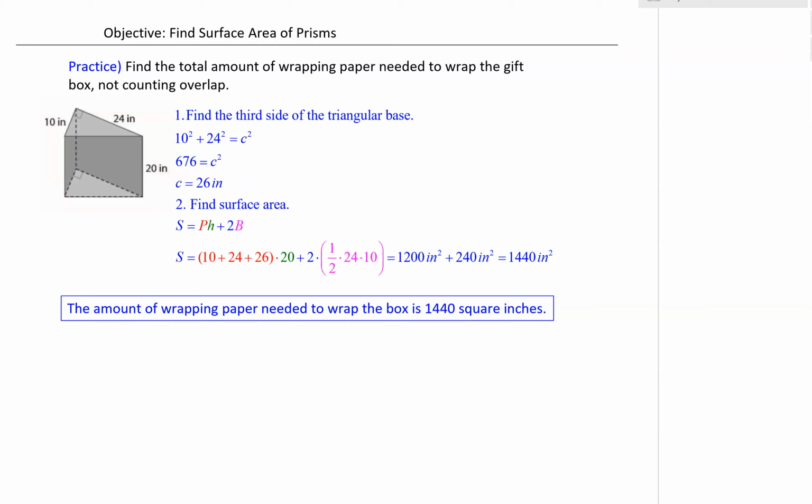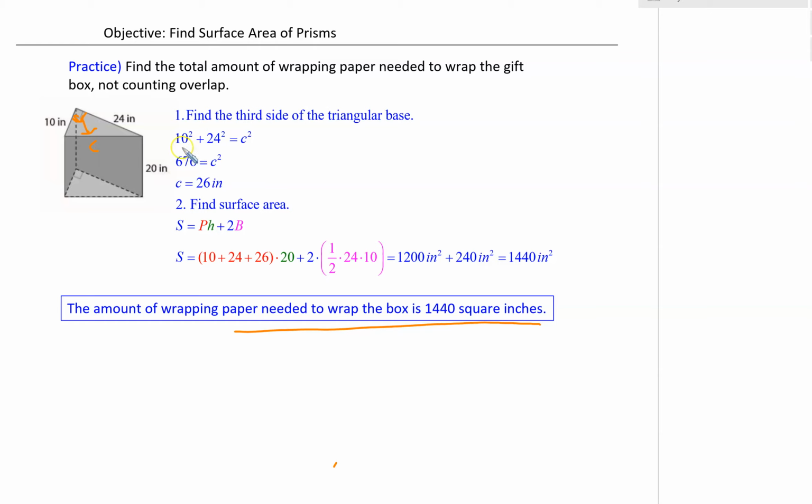So hopefully you came up with the amount of wrapping paper needed as 1,440 square inches. If you didn't come up with that, make sure that you set up your Pythagorean theorem right. Notice that here is the right angle for the right triangle. So going across means that this side is your hypotenuse C. So you have to make sure that you set up that right.